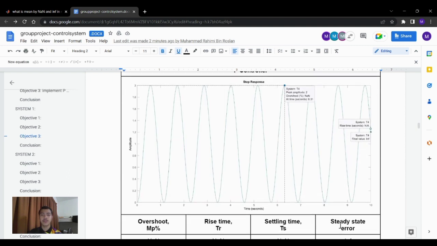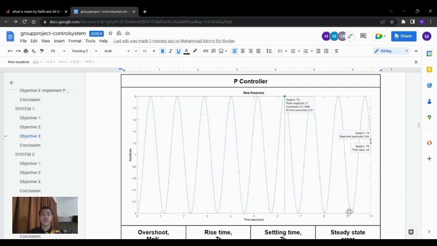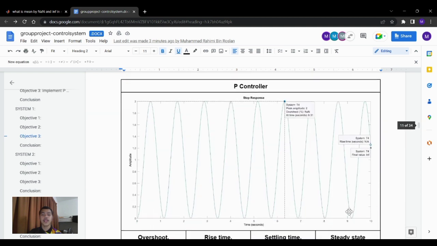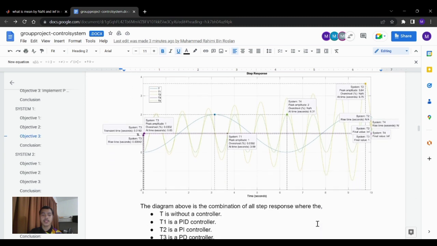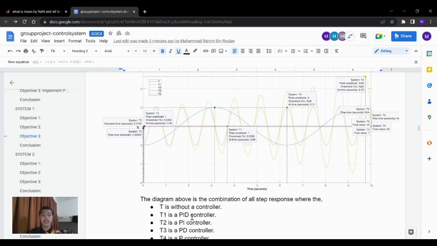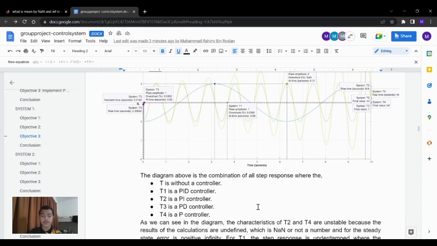Finally, for the P control, the overshoot, rise time, settling time, and also steady state error give the same result as the PI control, which is none, and the steady state error is infinity. Okay, this diagram above is the combination of all step responses, where T is without a controller, T1 is a PID controller, T2 is a PI controller, T3 is a PD controller, T4 is a P controller.